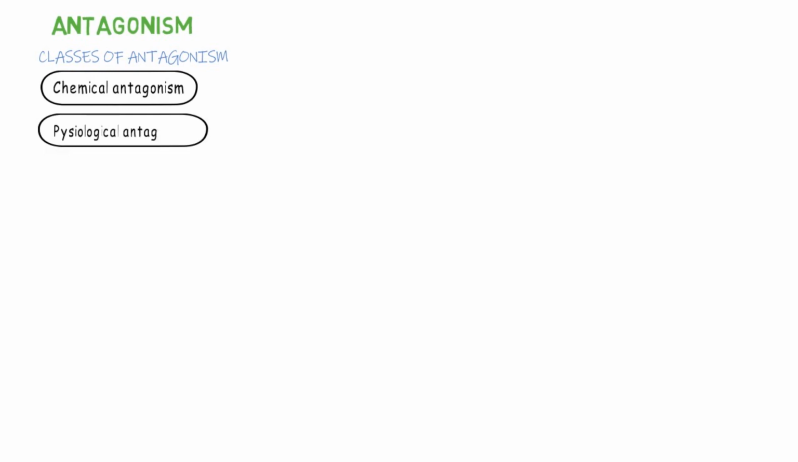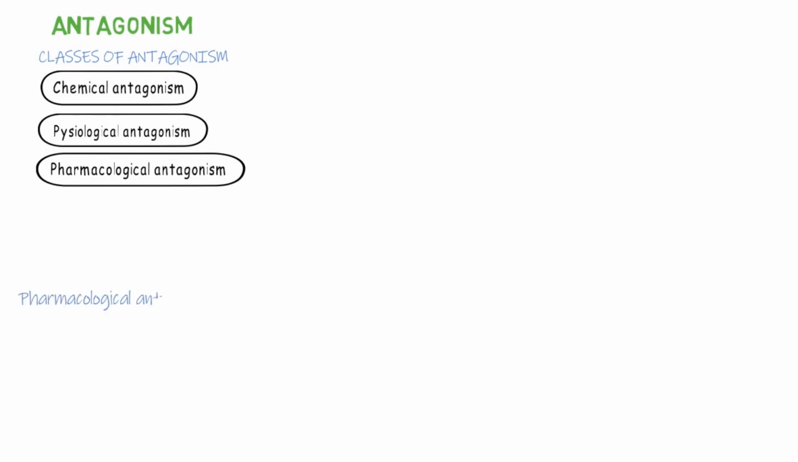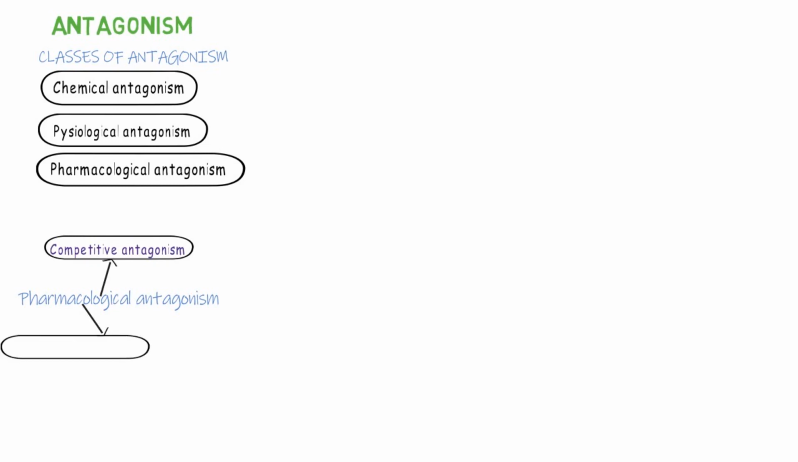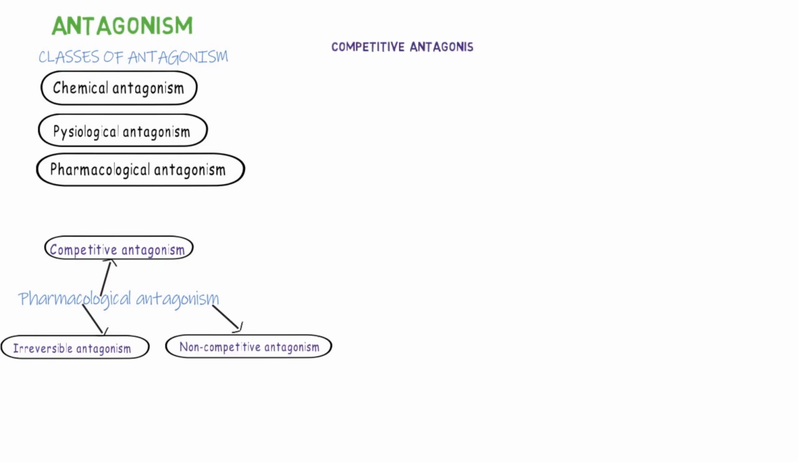So let's discuss antagonism. The general classes of antagonism are chemical antagonism, physiological antagonism, and pharmacological antagonism. But in this video, we'll be dwelling more on the pharmacological antagonism because that's what's more essential here. So this pharmacological antagonism is majorly divided into 3 parts, and they are the competitive antagonism, irreversible antagonism, and non-competitive antagonism. We'll look at each of them briefly.